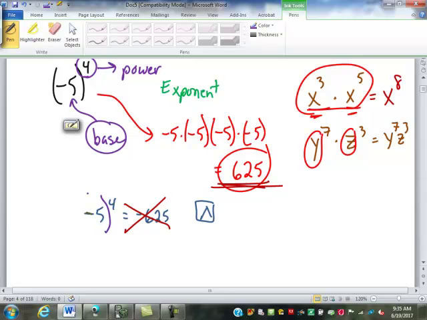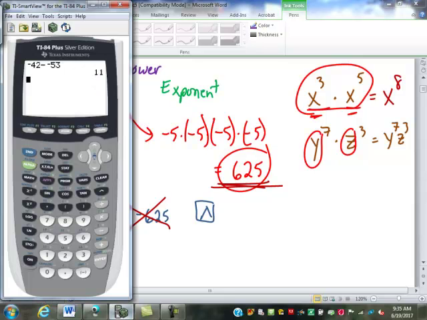So when you enter that in your calculator, you have to use parentheses. Because you can see on my calculator, if I do -5 to the power of 4, it'll tell me -625, because it's doing the power first. 5 to the power of 4 is 625, and then it's applying the negative, multiplying by the -1. So yes, it must be a -5 in parentheses to the power of 4 to give you the 625, which is the correct answer.